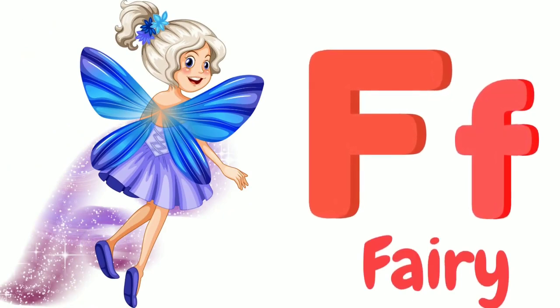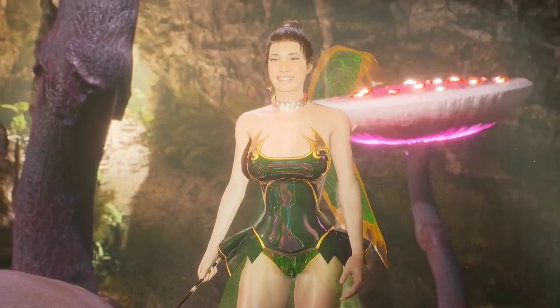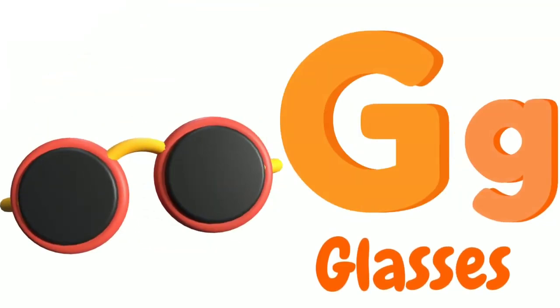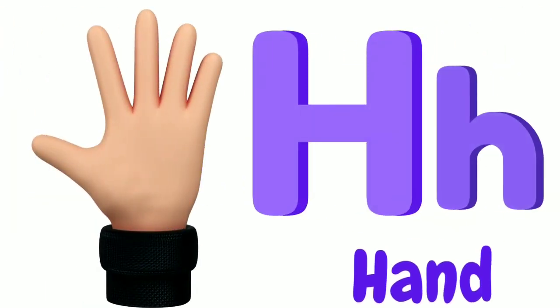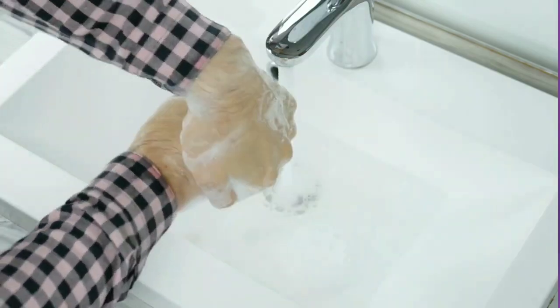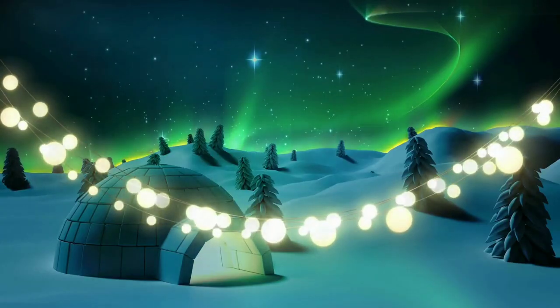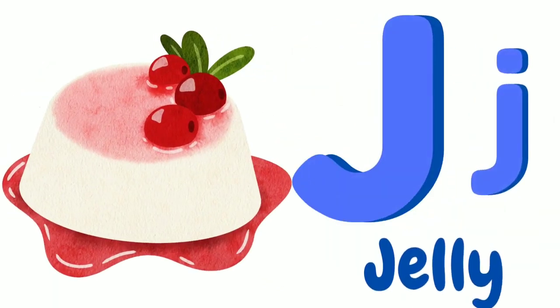F is for fairy, fairy, fairy. This is a fairy, fairy, fairy. G is for glasses, glasses, glasses. This is the glasses, glasses, glasses. H is for hand, hand, hand. This is the hand, hand, hand. I is for igloo, igloo, igloo. This is an igloo, igloo, igloo. J is for jolly, jolly, jolly. This is the jolly, jolly, jolly.